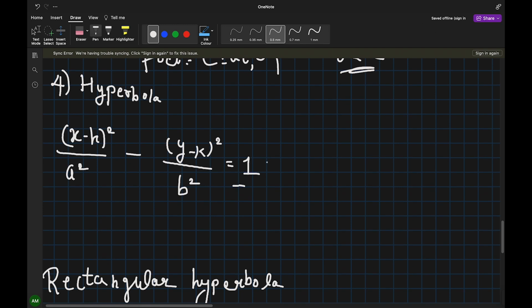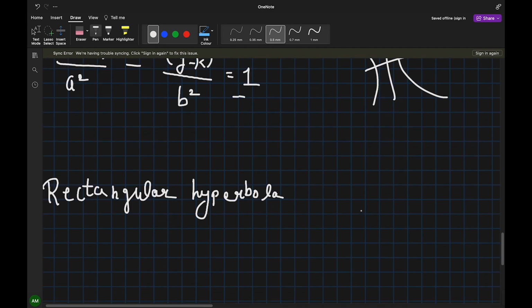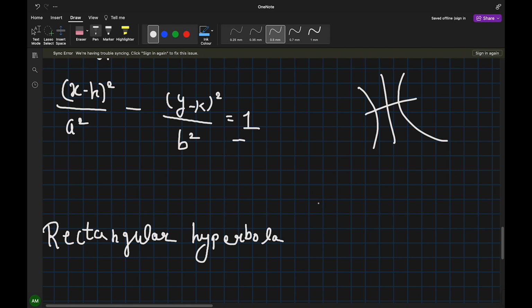Now, how does the hyperbola look like? This. Clear? Is it clear? Again, a and b can be equal. There is no such restriction that they should not be equal.